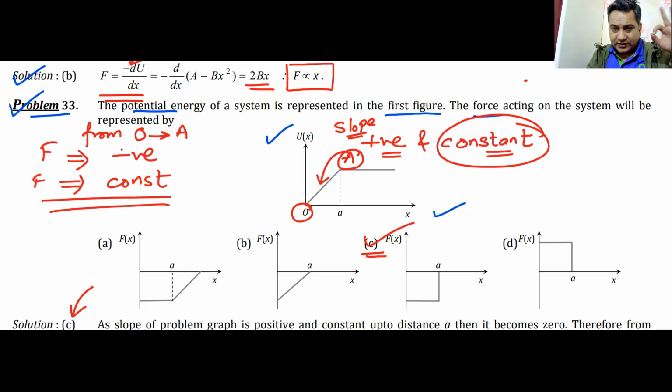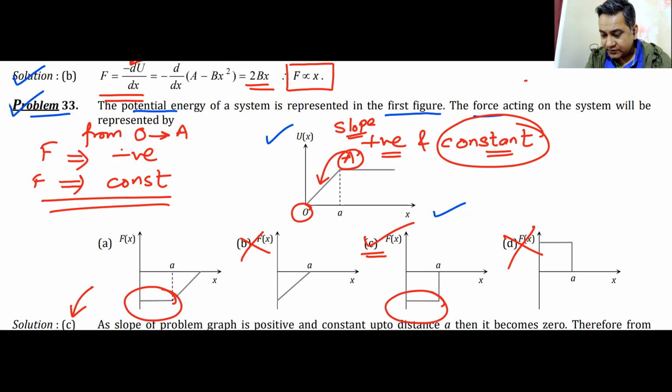Now I have to look for a graph where force is negative and force is constant. Looking at the graphs, graph number B goes away, graph number D goes away. The only graphs that are in contention are A and C. Now there is a difference between A and C. Up till here, both the graphs are same. But after that, the graphs are different. So let us check which graph is correct.